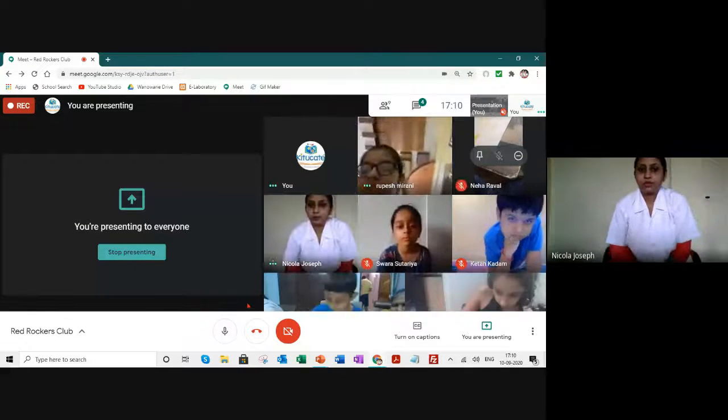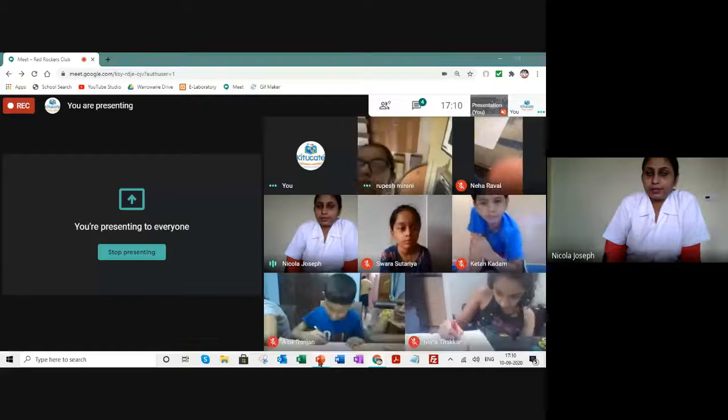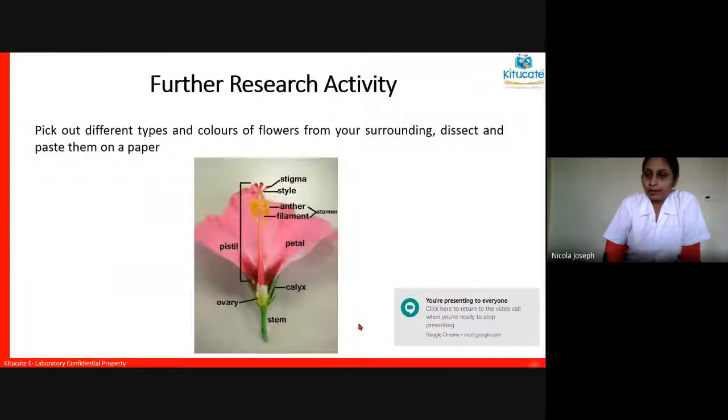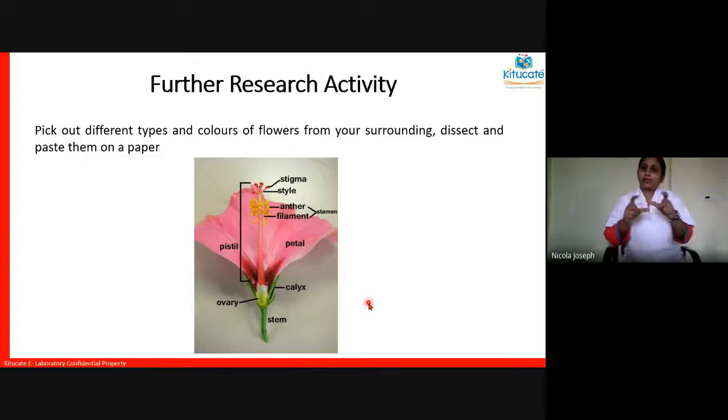Okay. So what you'll have to do is collect some flowers, different kinds of flowers. You all have to collect maybe 2 to 3 flowers, and you all will paste the different parts and write the names of those parts of the flowers.